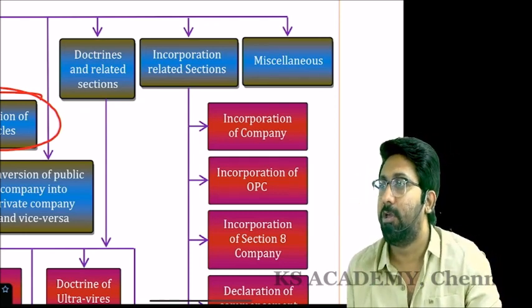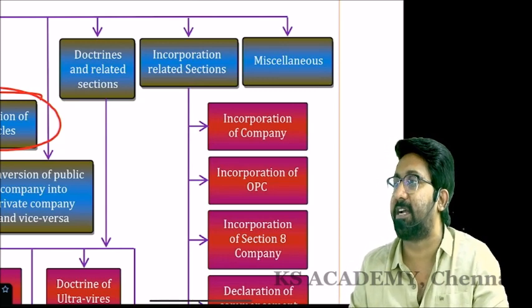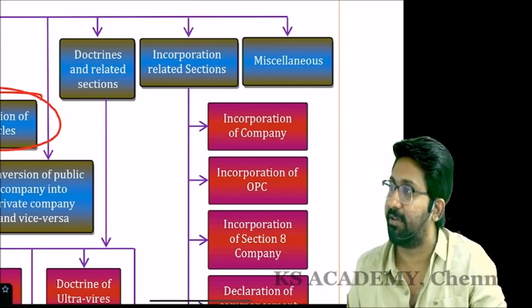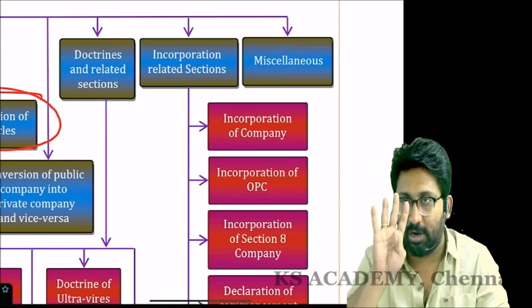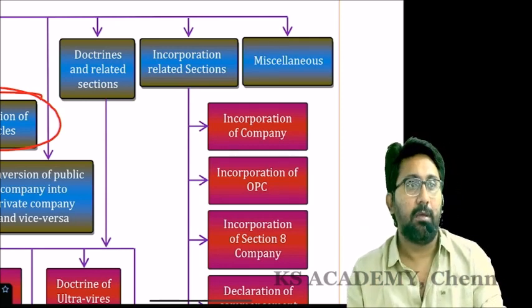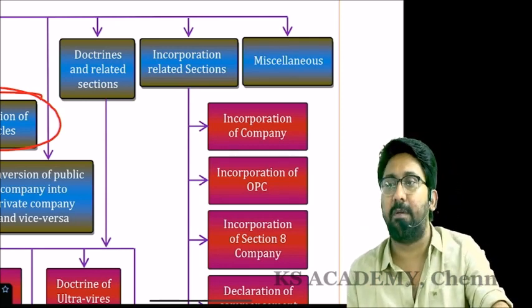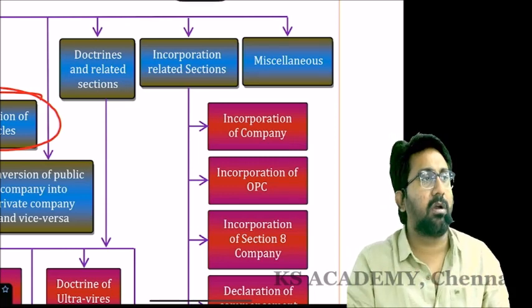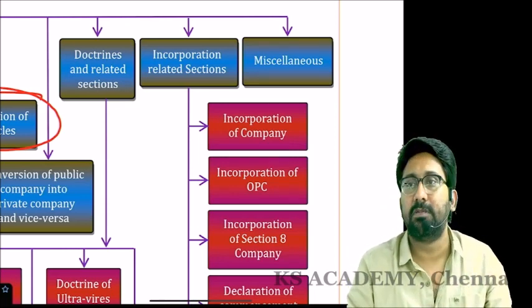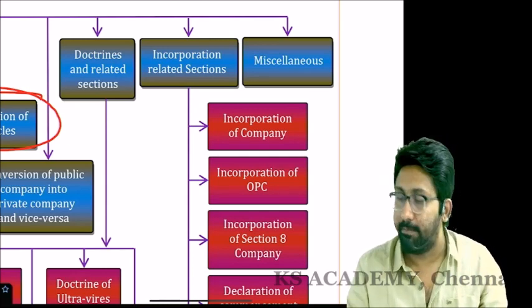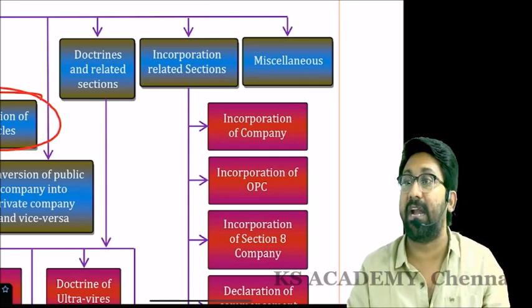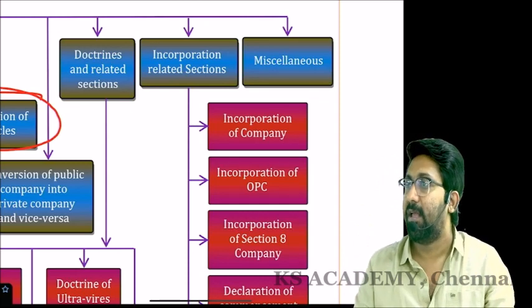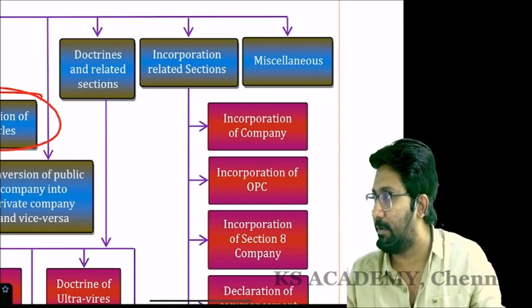As of now, you may ask a question: how much percentage of the second chapter have we completed? 40% we completed. Once clauses of memorandum is completed, 40% completed. Next, doctrines, when all these things are completed, 65 to 70% completed. When incorporation is completed, 95% completed. Last, miscellaneous will cover the balance 5% and we will close this chapter.